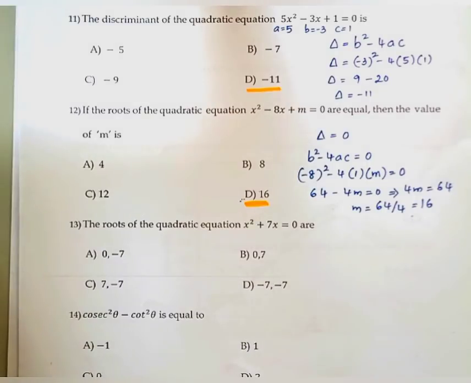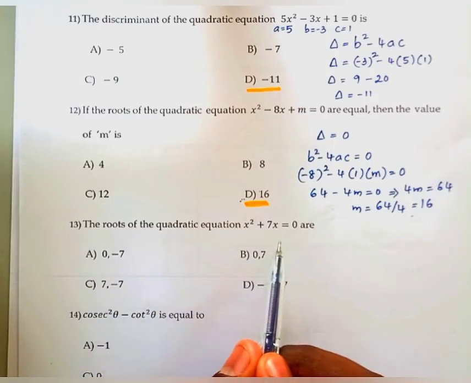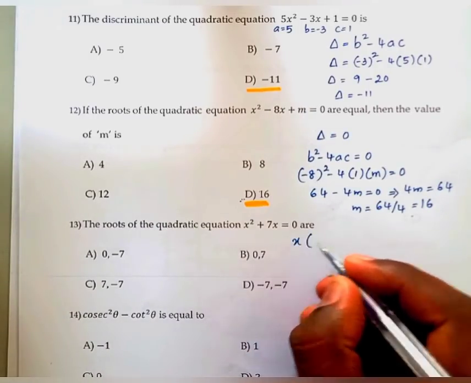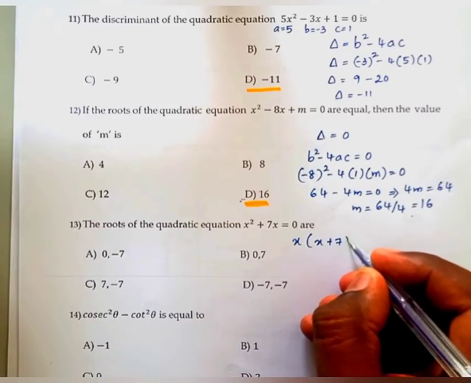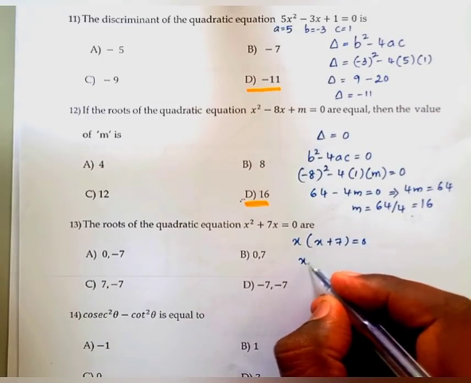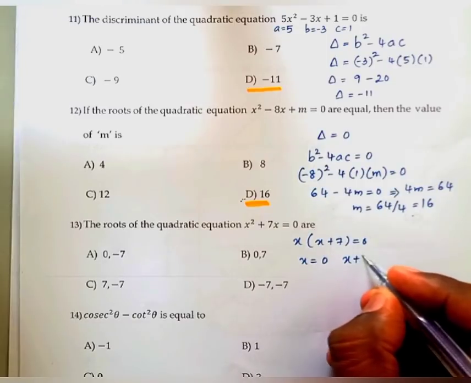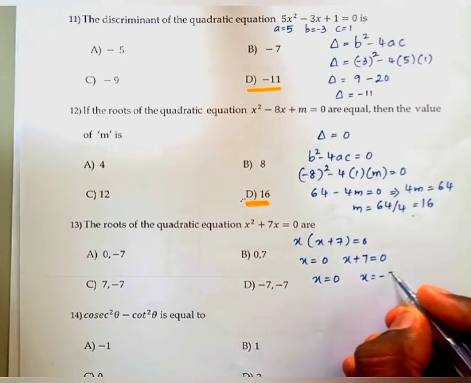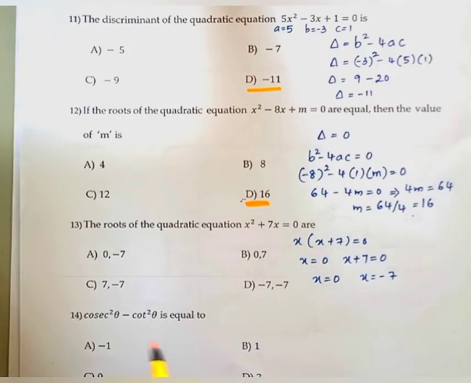Question number 13. The roots of the quadratic equation x square plus 7x equals 0 are. Very simple and direct question. What you need to do is just take out the common factor in the given quadratic. The common factor is x. If you take out x, the remaining term is x plus 7, equated to 0. That is x equals 0 or x plus 7 is 0. x equals 0, and shifting plus 7 to the RHS, it becomes minus 7. The roots are 0 and minus 7. Therefore, the correct answer is option A.